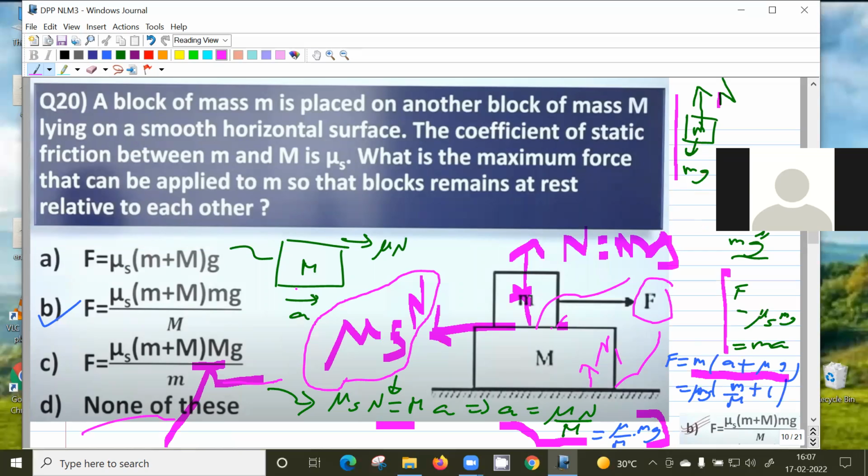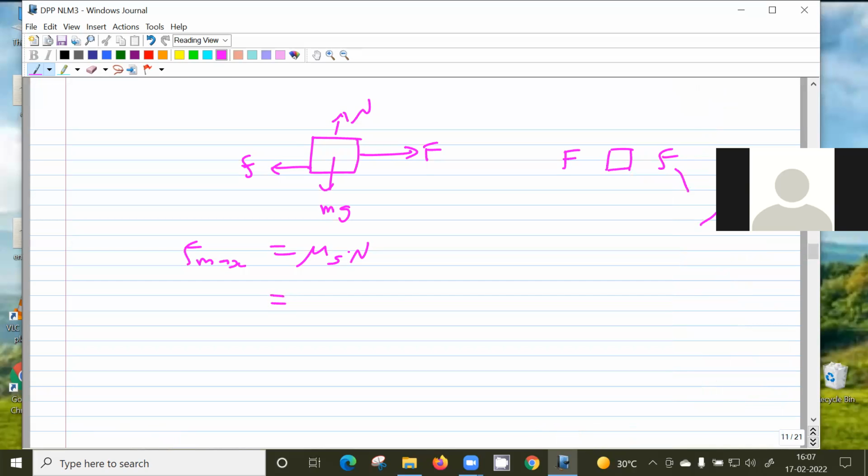Okay, the value of mu s is not given. So what is the maximum force that can be applied? I have to find the capital F corresponding to the limiting condition where it's just about to slip. In this limiting condition, F has to be maximum, right? Yes, sir. When F is maximum, this friction force has to be maximum. Okay, and this normal reaction is mg, small mg.